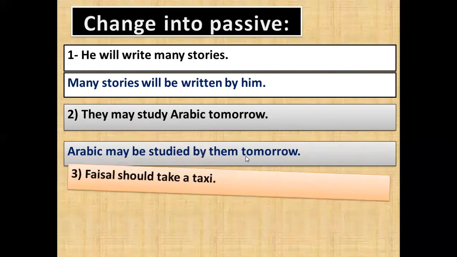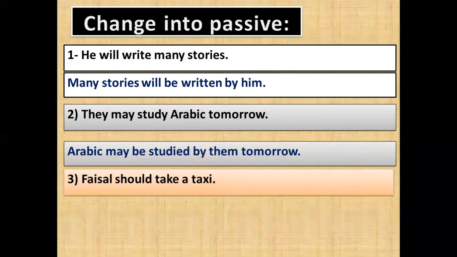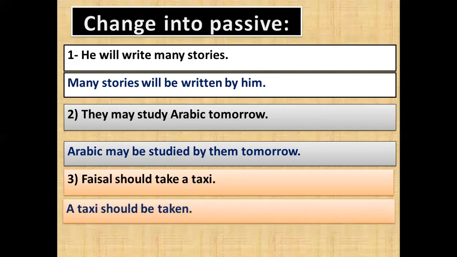The last question, Faisal should take a taxi. Here, what is the object? The object is a taxi. What is the modal verb? The modal verb is should. So I will say a taxi should. Should what? Should be. Modal verb plus be. And the third form of take, it will be taken. Take, took, taken. So I will say a taxi should be taken. You can say a taxi should be taken by Faisal.